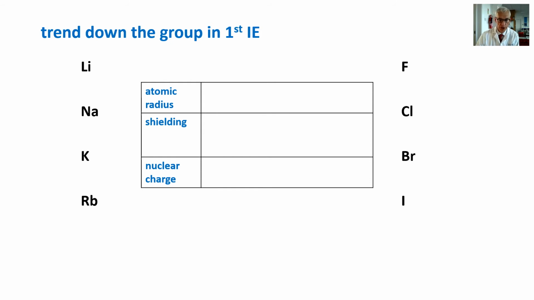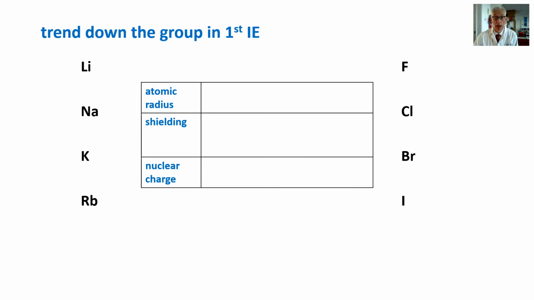I'd like you to pause the video and write out how you think going down the group will affect atomic radius and how a change in atomic radius will affect nuclear attraction. Could you do the same for shielding? As you go further down the group, what is the change in shielding and how does that affect nuclear attraction? And as you go further down the group, what is the change in nuclear charge and how will that affect nuclear attraction? Take your time, think your answers through, write them out and come back and check when you are ready.